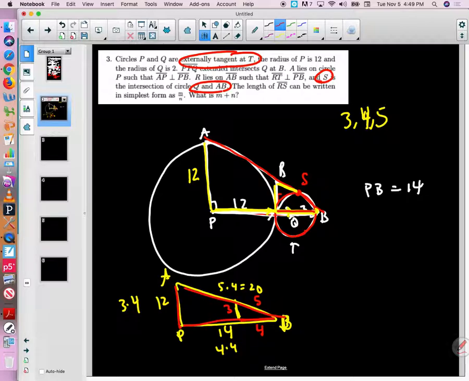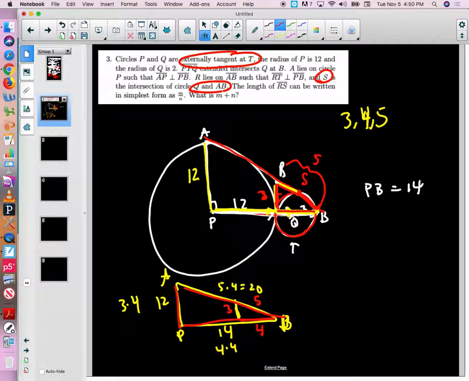So I just found this is 3. And I know that this whole thing right here, which I don't really need yet, is 5. This whole distance is 5. All right, now we have another triangle in here.